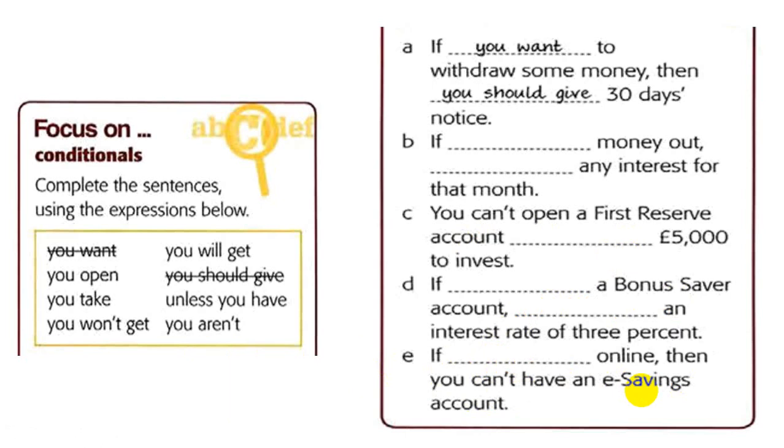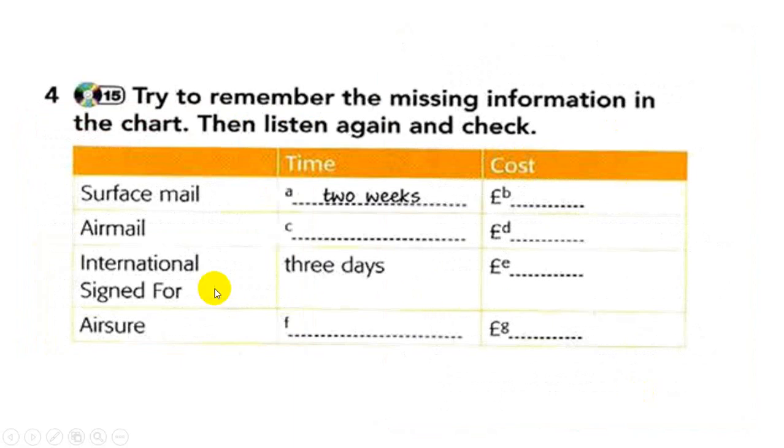So now and finally, moving to listening 15, listen to listening 15 again and try to remember the missing information in the chart. Then listen again and check. So we will fill this chart with the missing information. Surface mail needs 2 weeks in order to get your package to where you want, and also how much it costs. So let's listen and try to fill this chart: surface mail, airmail, international signed for, and airsure. Recording 15.